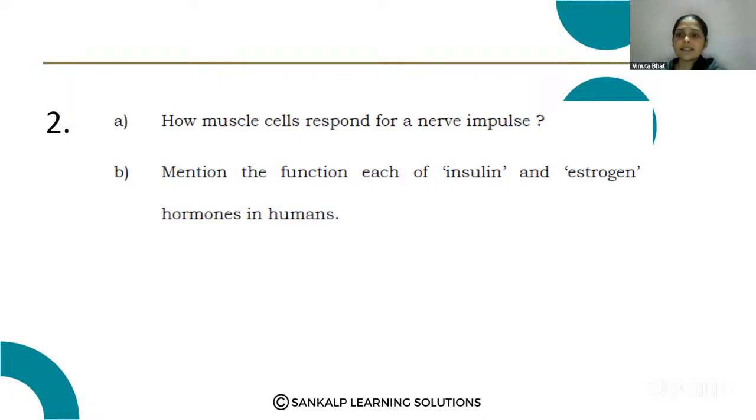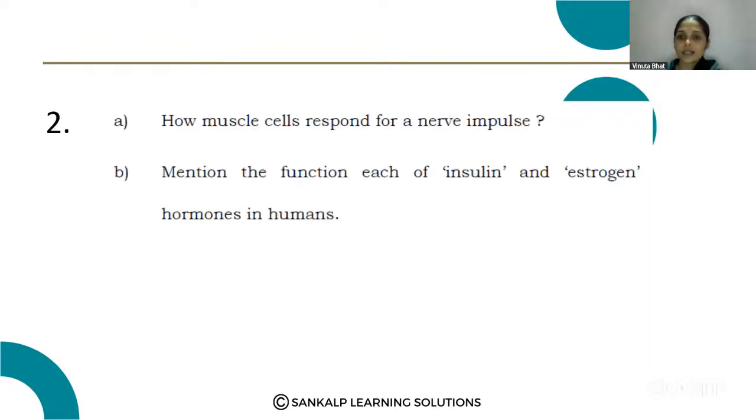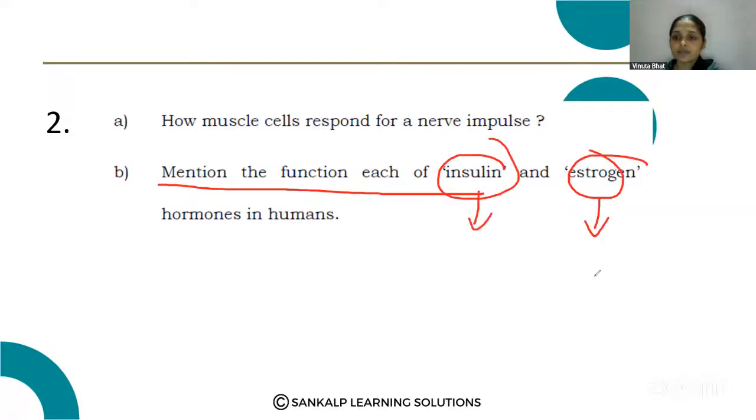How do muscle cells respond to a nerve impulse? Mention the function of each of insulin and estrogen hormones in humans. So how do the muscle cells respond in our body? Try to find out the answer for this question. Mention the function of insulin, so write the function of insulin and the estrogen. What is the function of the estrogen? That we discussed in the last class.